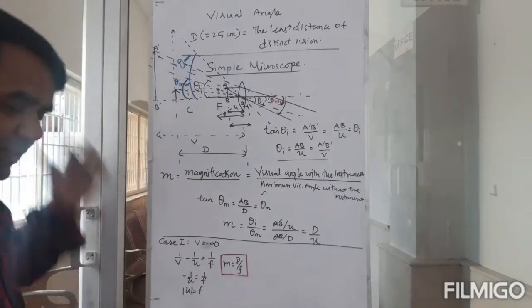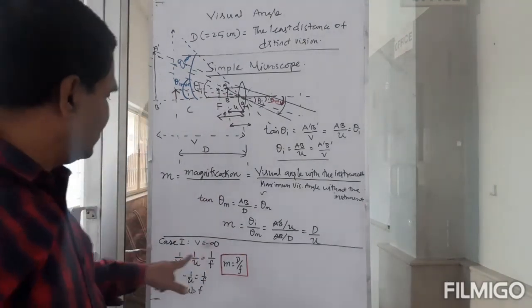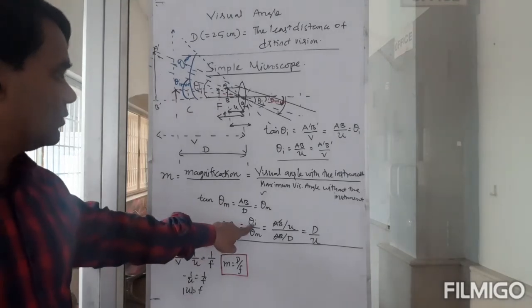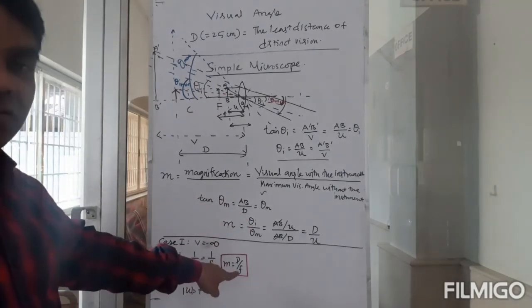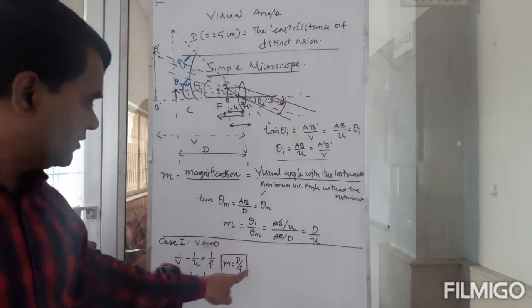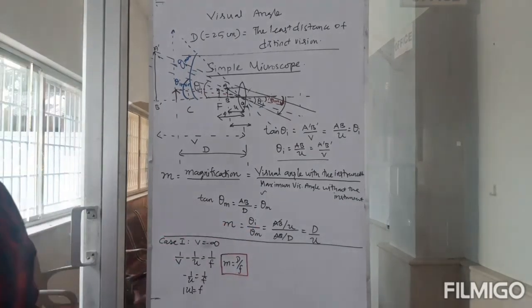So this is the minimum magnification. Why? Because the image is formed at infinity, theta I is going to be minimum. So the minimum magnification is D by F.